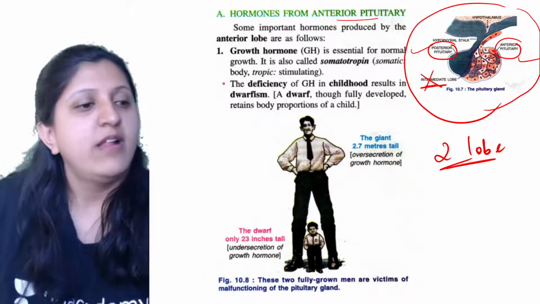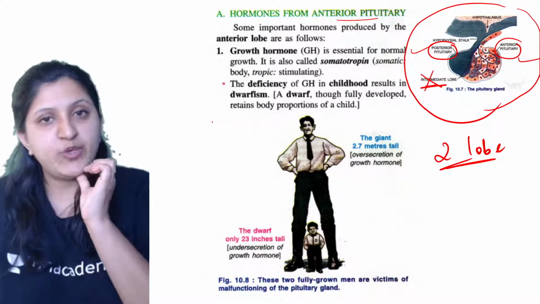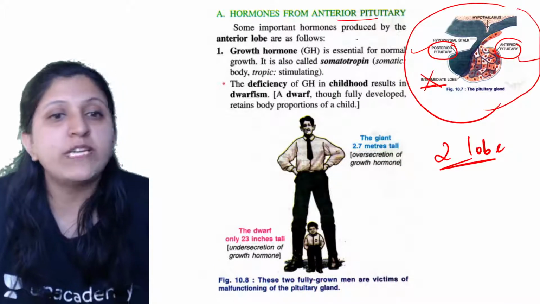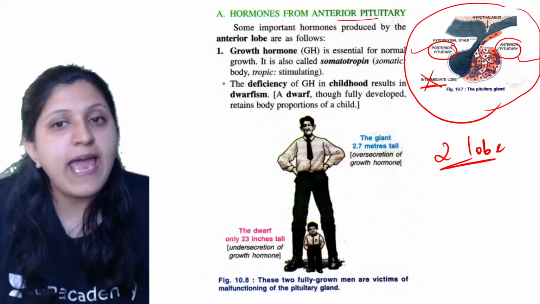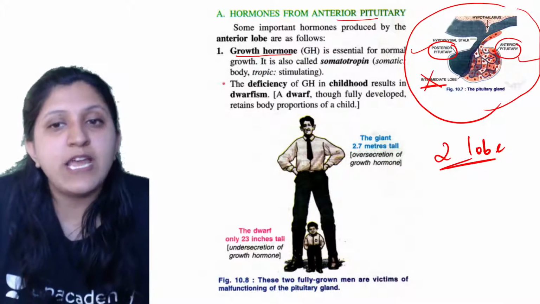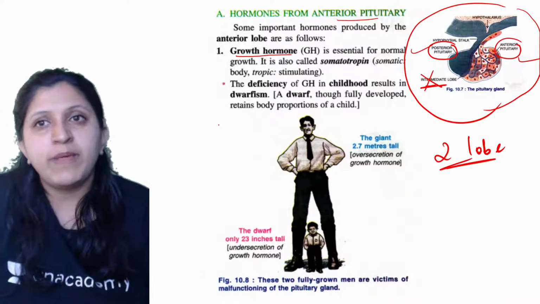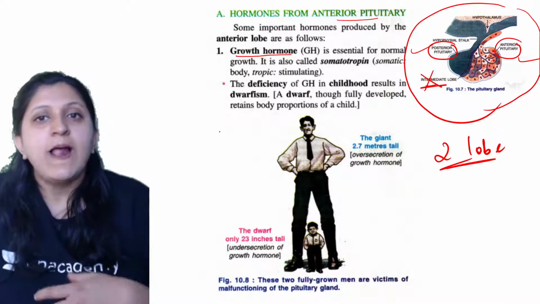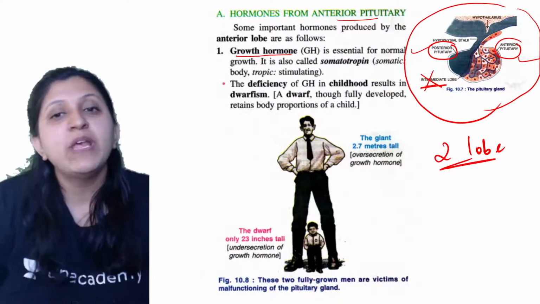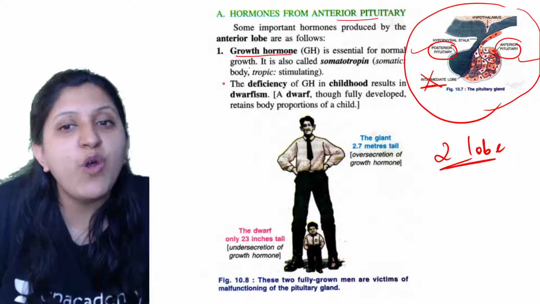All right, okay, so anterior pituitary. When we mention the anterior pituitary, that is the front lobe, some important hormones are produced by the anterior lobe. One is growth hormone. Growth hormone is essential for normal growth. The individual who grows normally, according to his size and height, basically proper width and height has to be maintained. That is done because of the growth hormone. So growth hormone is essential for normal growth.